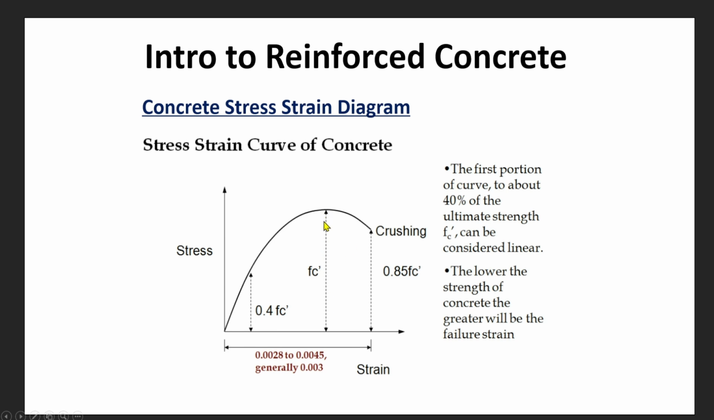This is the ultimate stress value that the cubic or the cylindrical specimen can carry. So it is capacity. It's called FC prime, or compressive strength of this concrete. The first portion of the curve, up to about 40% of the ultimate strength FC prime, can be considered as linear. In this region it is elastic because it is linear.